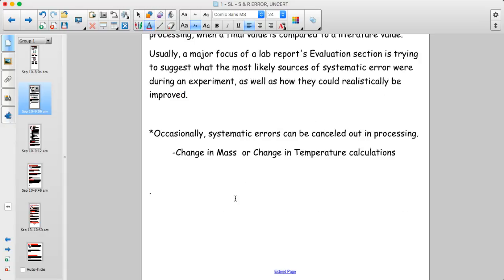Just a special note, occasionally systematic errors cancel themselves out when you're processing. So if you have a thermometer that always reads 5 degrees too high, but then you calculate a change in temp, when you actually do the subtraction, those values might cancel themselves out. So let's say your change was from 50 to 70. So final temperature 70, initial temperature 50. That means the change equals 20 degrees.